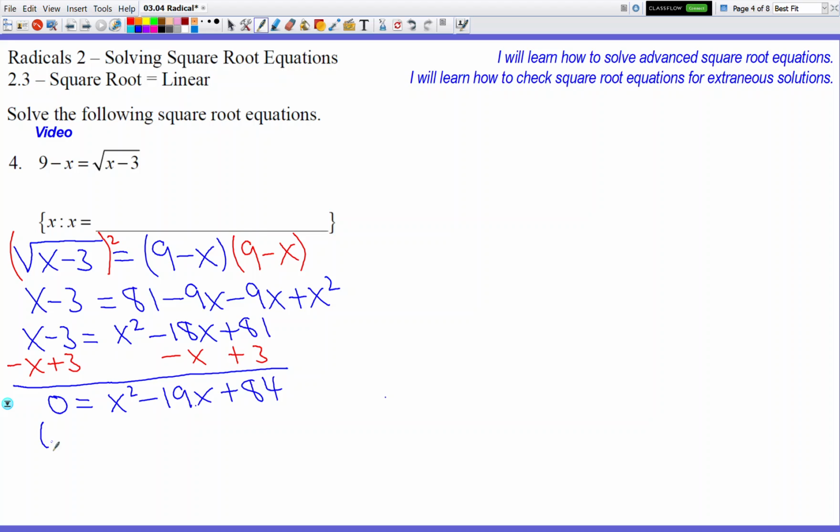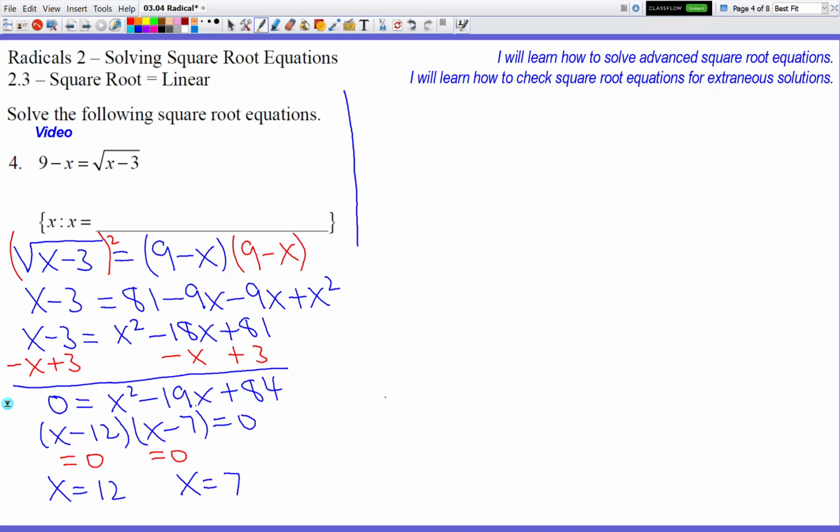Okay, so we're going to go x minus 12 and x minus 7. Right, because negative 12 times negative 7 makes positive 84 when I multiply, and negative 12 plus negative 7 makes negative 19 when I add. Okay, so each of these factors equals 0. So let's solve for x. My first potential answer is 12. My second potential answer is 7.